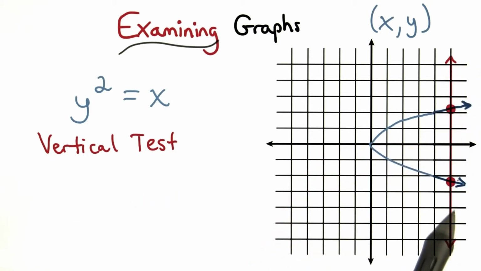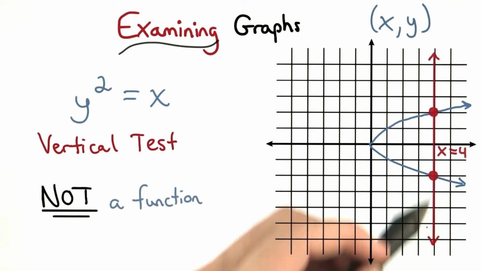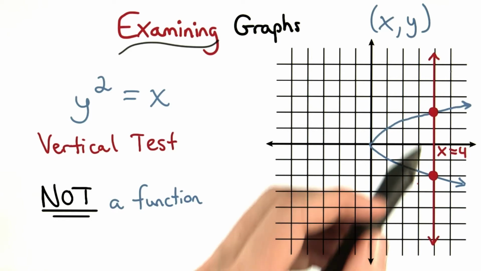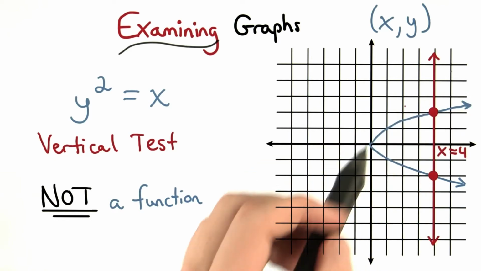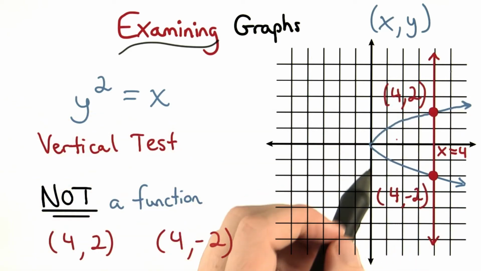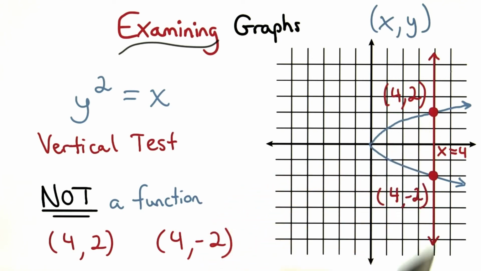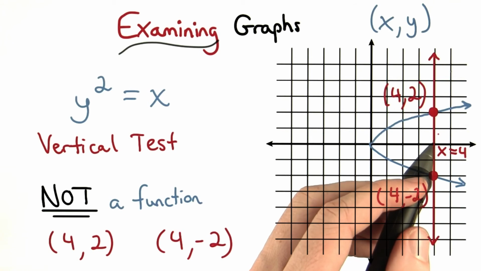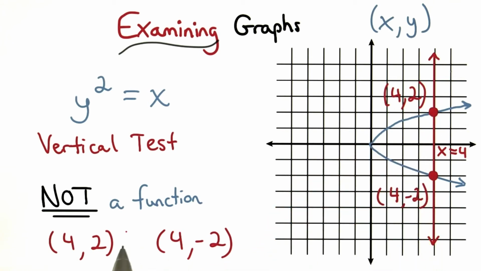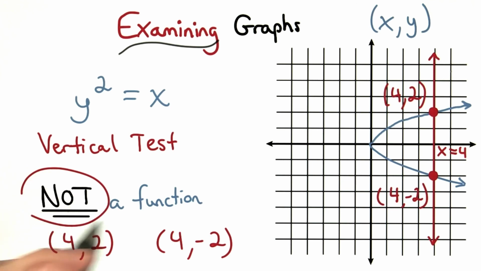Let's move our vertical line a little bit back and look at it when x equals 4. So here's our vertical line, x equals 4, and I can see that I have 2 points on my graph. I have the point (4, 2) and (4, -2). Notice that the same input, x equals 4, produces two different outputs, positive 2 or negative 2. Again, this is why the graph is not a function.